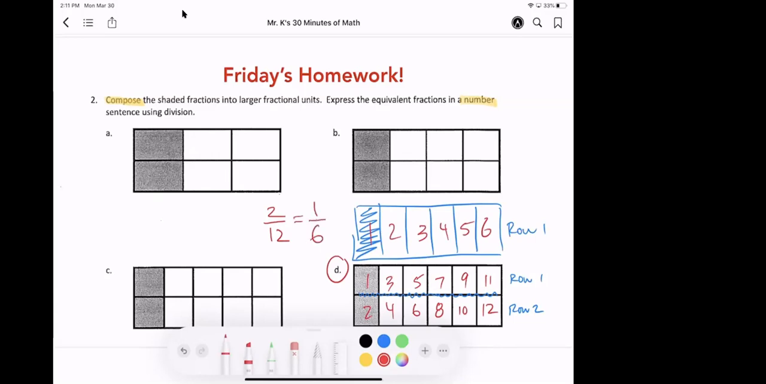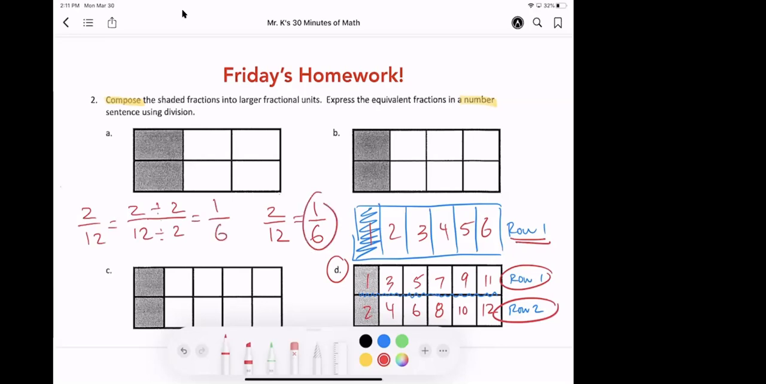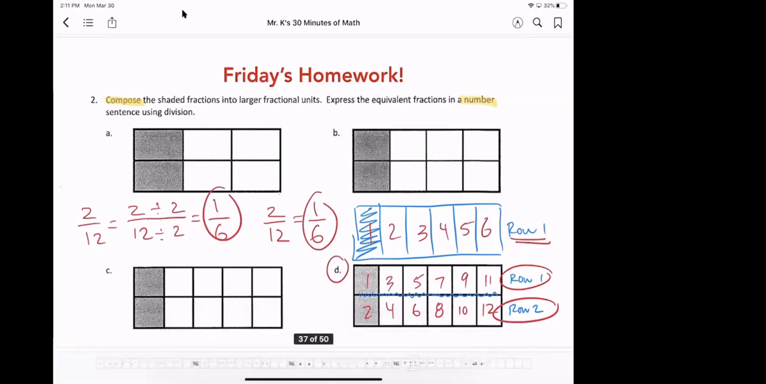But again, we have to show this with our number sentence using division. Now remember, we went from 2 rows down to 1, so we have to divide by 2. 2 divided by 2 is 1. 12 divided by 2 is 6. And there you have it. So when we are composing our fractions, we can divide. When we're decomposing, we use multiplication. Okay, let us move on.